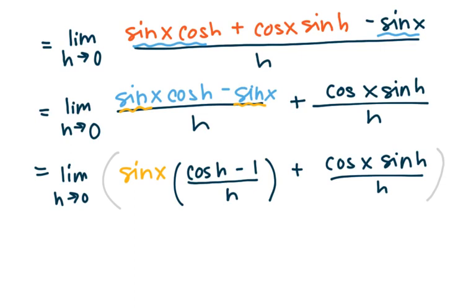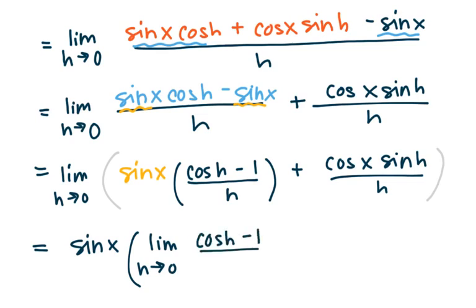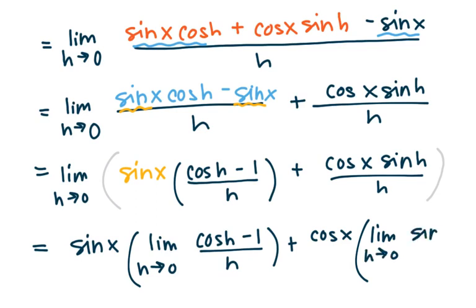So let me show you what that looks like. I can rewrite this as sine of x times the limit as h approaches 0 of the cosine of h minus 1 over h, plus cosine x times the limit as h approaches 0 of sine h over h. So we have two small limits that we need to determine.